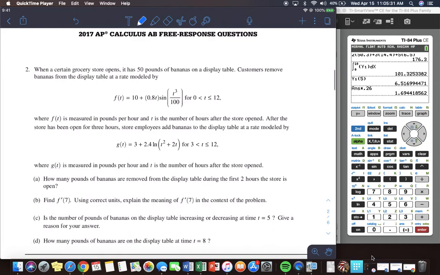On number 2 here it says when a certain grocery store opens, it has 50 pounds of bananas on a display table. Customers remove bananas from the display table at a rate modeled by f of t equals 10 plus 0.8 t sine of t cubed over 100 for t between 0 and 12, where f of t is measured in pounds per hour and t is the number of hours after the store opened.